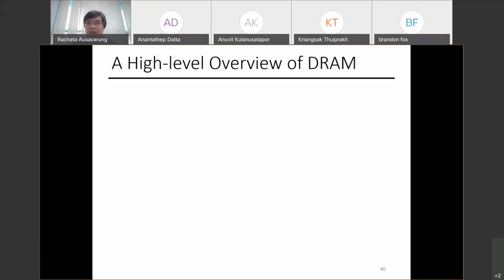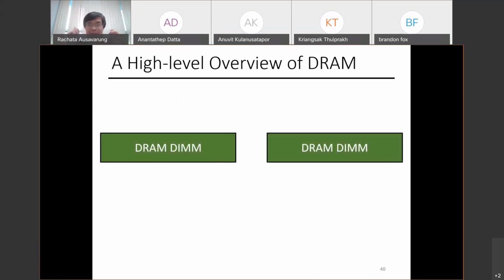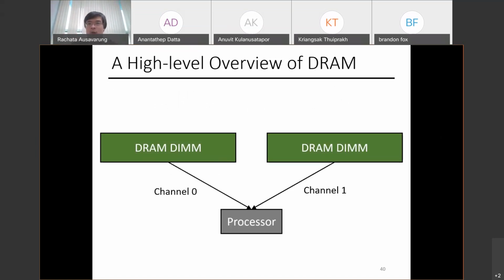A high-level overview of DRAM is like this. You buy the DRAM DIMM, right? The memory stick that you buy that costs about 2,000 baht. Each one of these DIMMs is connected to a processor through a memory channel. How many of you bought a motherboard and saw that, let's say there are 4 DRAM slots, they have different colors? How many of you noticed that they have different colors?